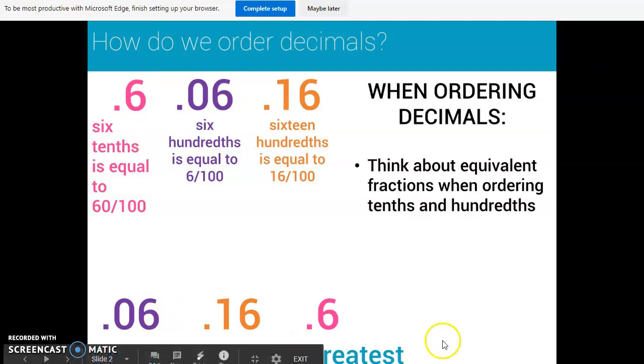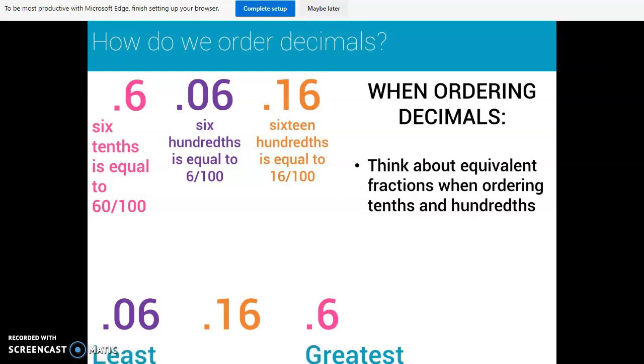So this example is the one that I would like you to write down, and underneath it, I would like you to write the words that it says there, least and greatest. Your least number is 6 hundredths. So write a decimal place, a 0, and a 6 for 6 hundredths. The middle number is 16 hundredths. So decimal place, 1 and a 6. And your greatest number is 6 tenths, or if you write it as 60 hundredths, it's the same thing, 6 tenths. So write your least and your greatest.